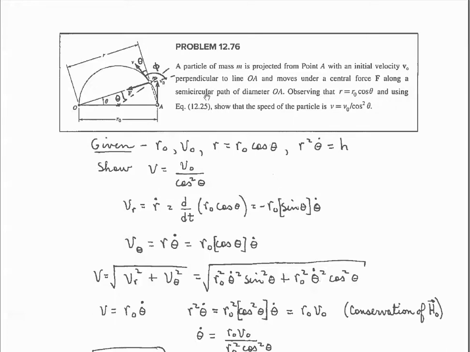Problem 12.76 involves a particle of mass m projected from point A right here with initial velocity v naught, perpendicular to the line OA, which has a separation distance of r naught, and moves under a central force F shown right here along a semicircular path. So this is half a circle of diameter OA. Observing that r is equal to r naught cosine theta and using equation 12.25, show that the speed of the particle is v equal to v naught over cosine squared theta.